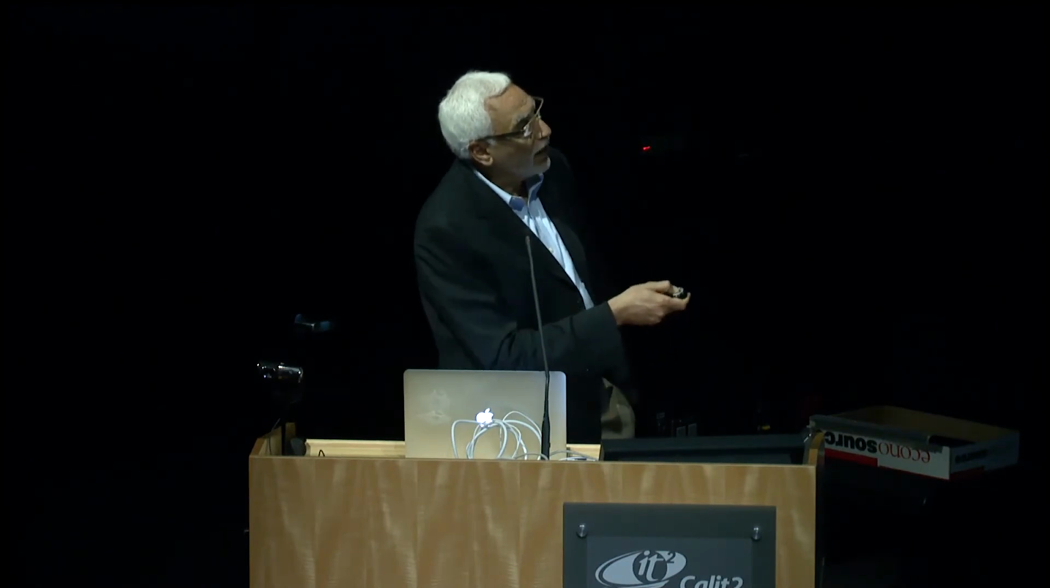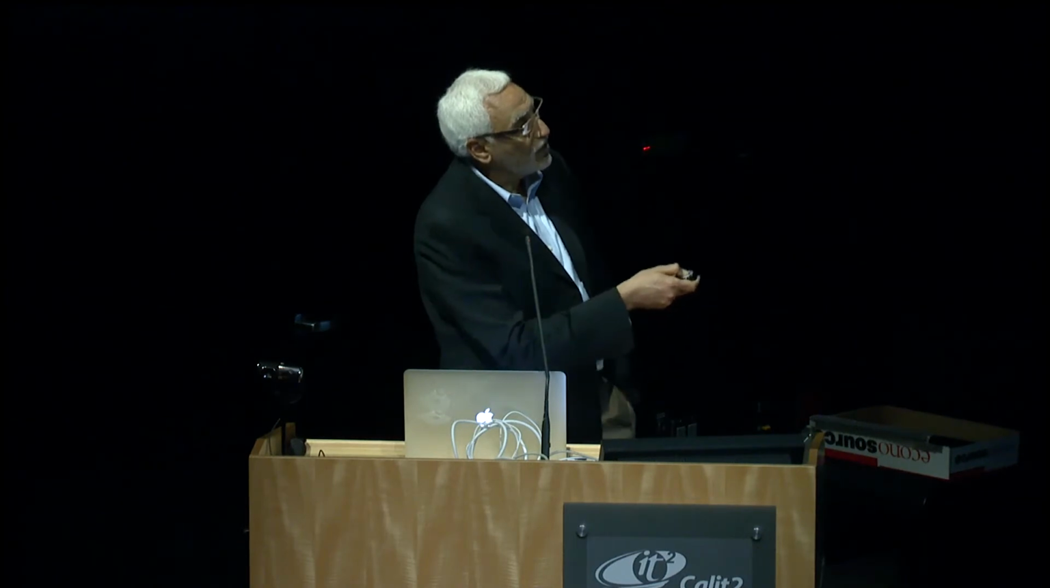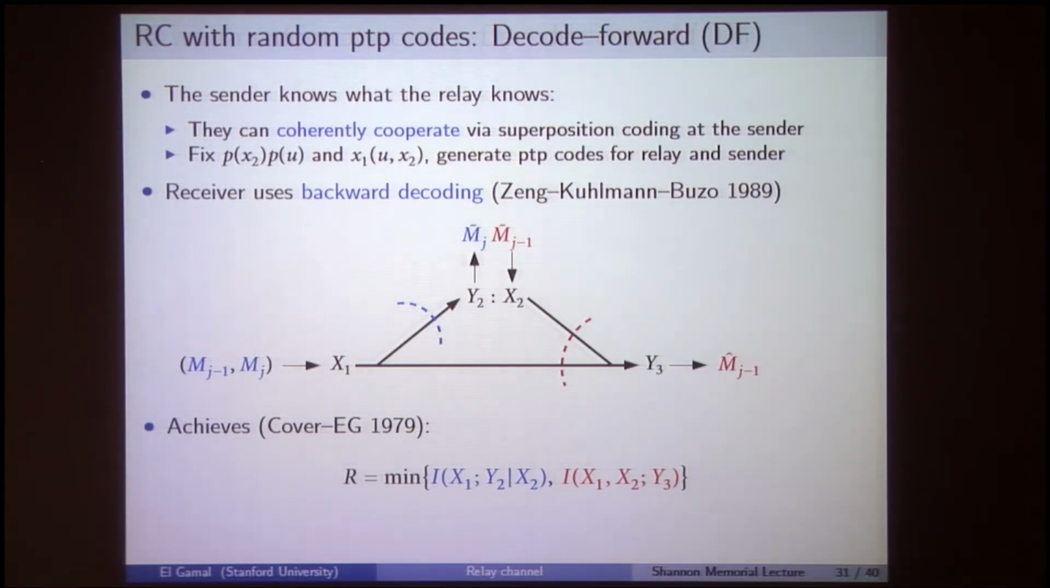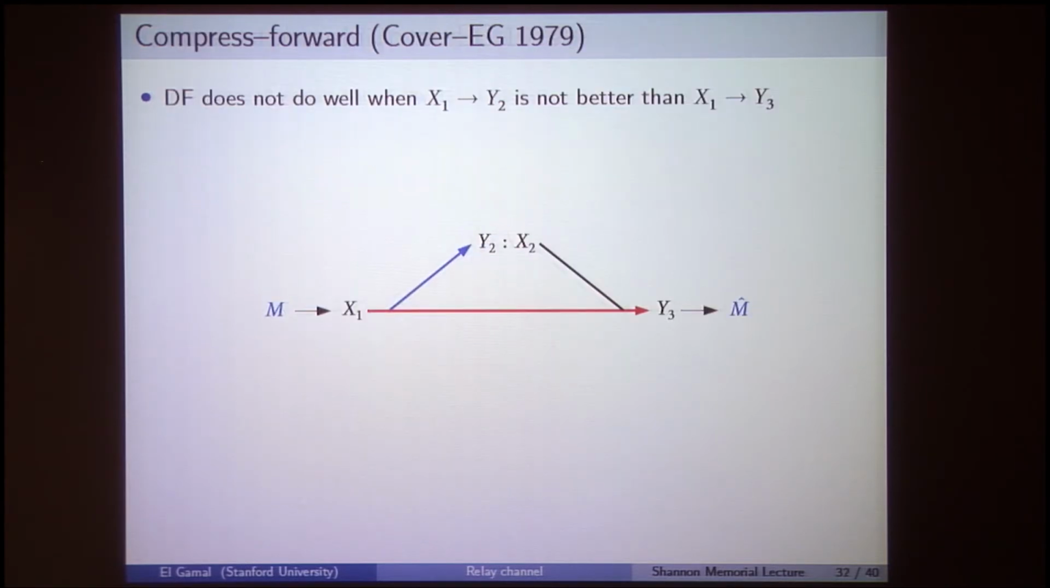It will be the minimum of the mutual information between x1 and y2, given that I know x2, and the rate from x1 and x2 as if they were sitting together sending information to the receiver y3. This scheme is optimum for the physically degraded relay channel. The decode forward doesn't do well, however, as you can expect, when the channel from x1 to y2 is not very good relative to the channel from x1 to y3, because then the rate is restricted by the rate to send the message to the relay.